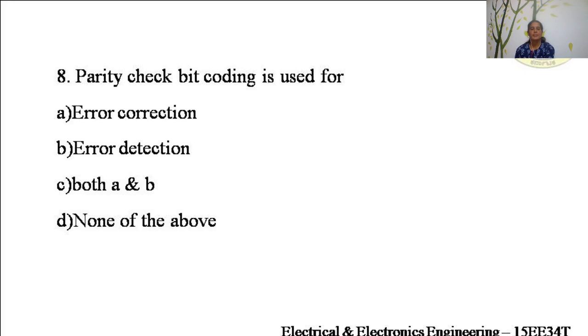Question 8. Parity check bit coding is used for A, error correction, B, error detection, C, both A and B, D, none of the above. What's the answer? The parity bit only checks for the error and does not perform any error correction. So the answer is B, error detection.